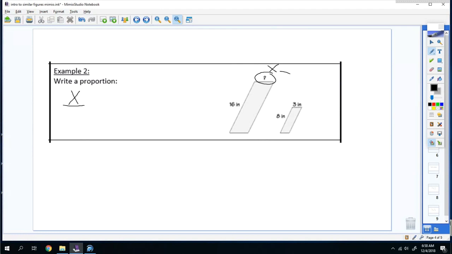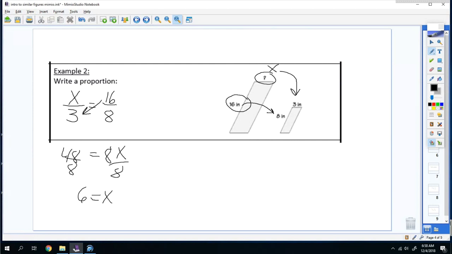And so that'd be x over this other side, which will be 3. That means I have to go back to this rectangle or parallelogram and go to this one, which would be 16 over 8. So now we cross multiply. Well, 16 times 3 is 48. 8 times x is just 8x. Divide by 8 is 6. So our missing side is 6.